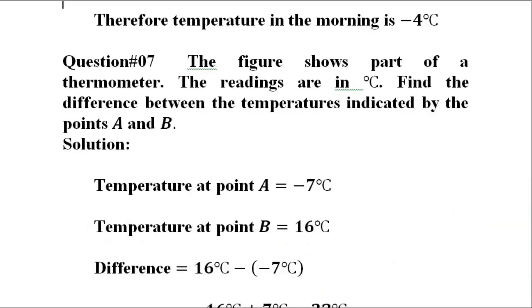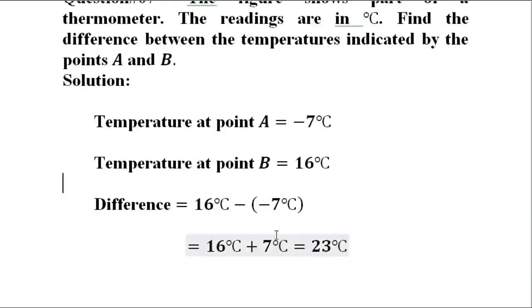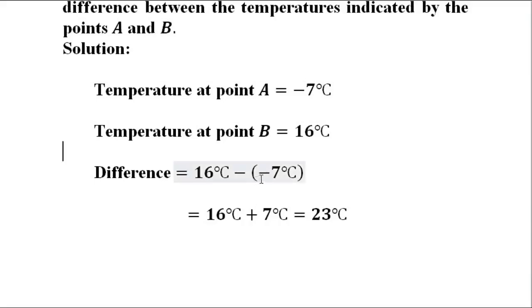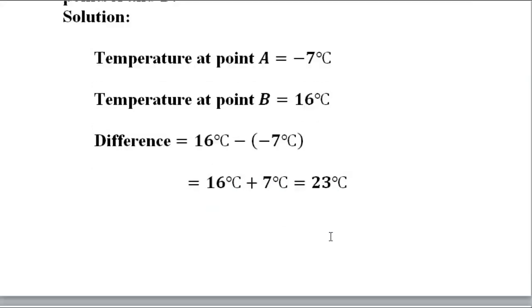Now let's calculate it mathematically. First, I will write the temperature at point A, which is -7 degrees Celsius. Next, I will write the temperature at point B, which is 16 degrees Celsius. Their difference can be calculated by subtracting -7 degrees Celsius from 16 degrees Celsius. Since subtracting a negative number is the same as adding a positive value, the expression simplifies to 16 degrees Celsius plus 7 degrees Celsius equals 23 degrees Celsius. Therefore, the difference between the point A and B is 23 degrees Celsius.